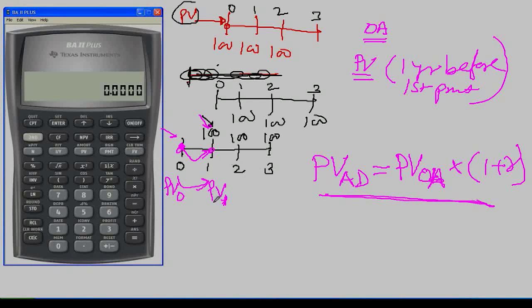Please remember this too. Present value of annuity due is this, and future value of annuity due will be equal to future value of ordinary annuity into 1 plus r.